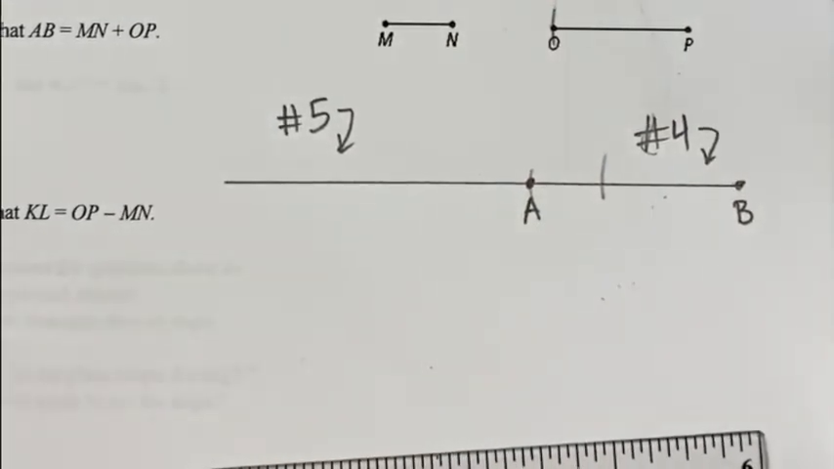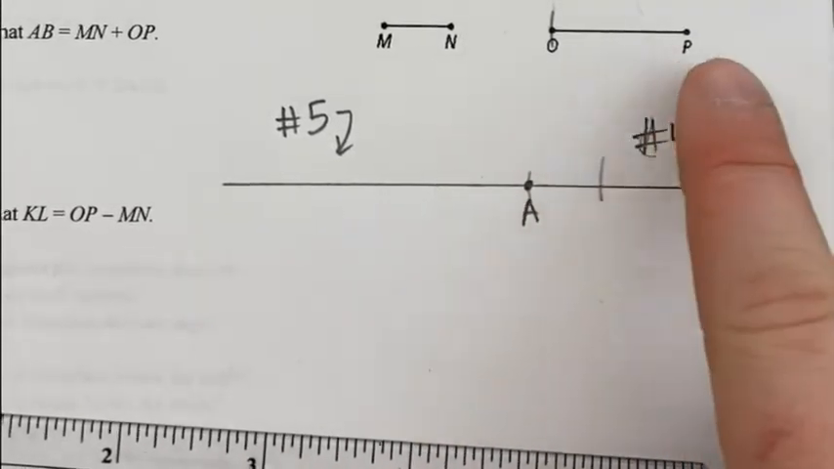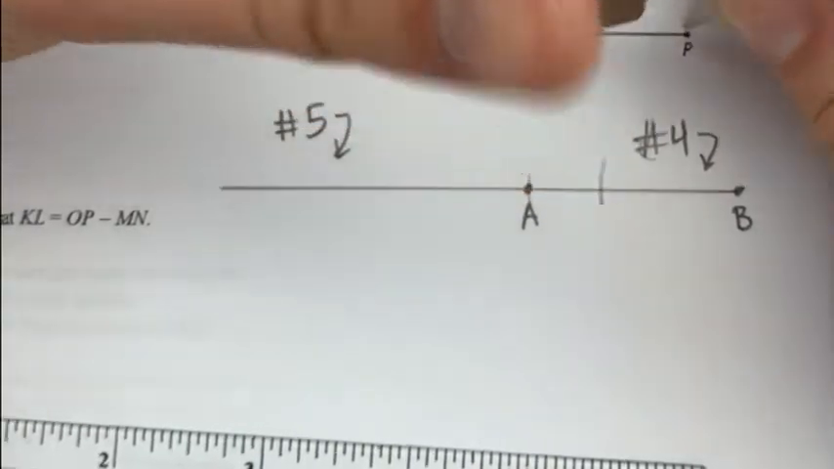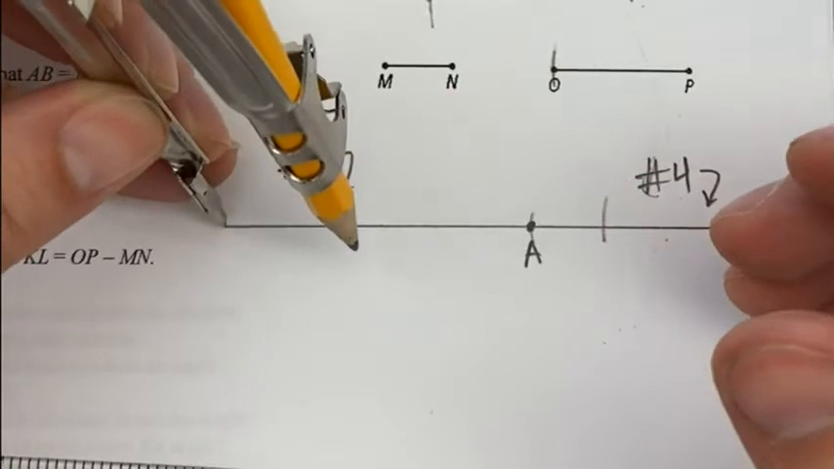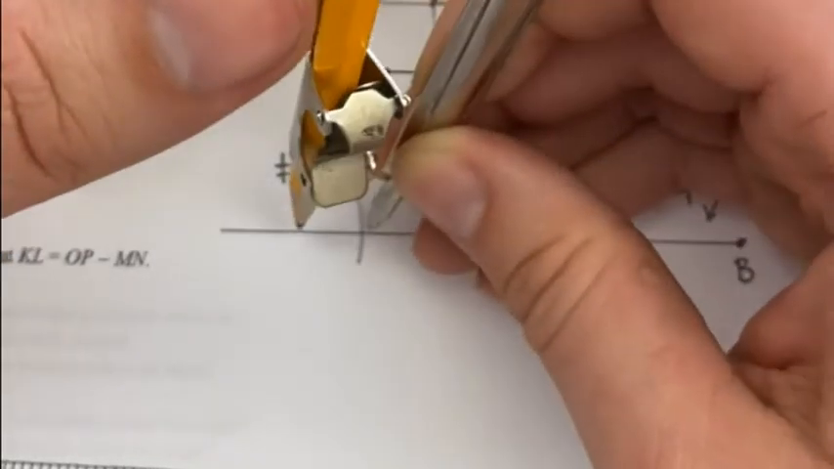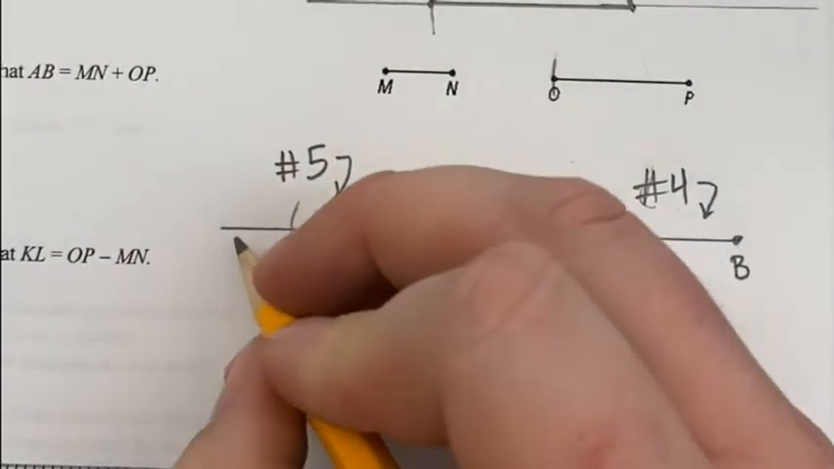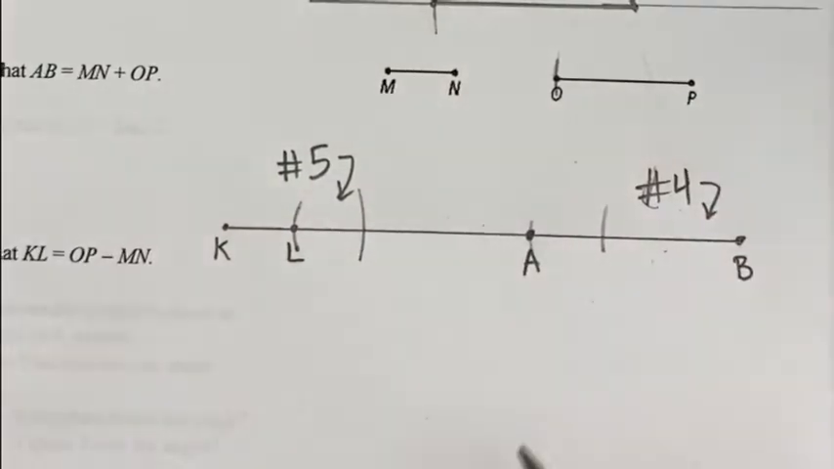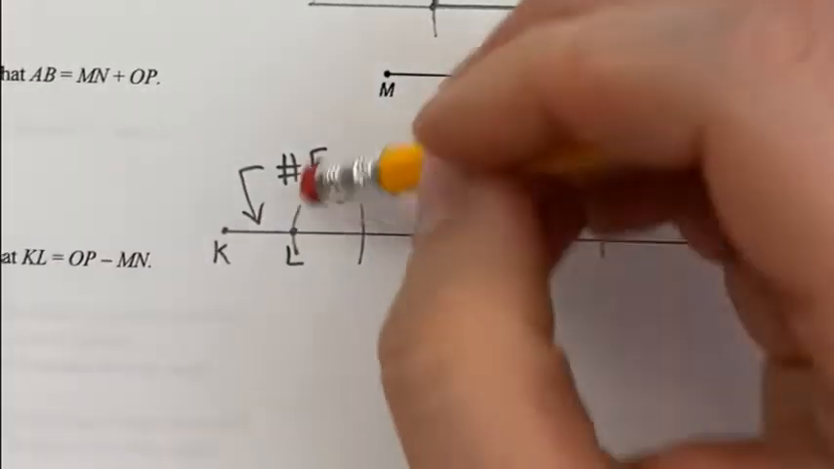So it says construct KL that it's OP minus MN. So I'm going to measure OP, take my compass and mark OP here. And then I'm going to measure NM. And instead of adding it, I'm going to go the opposite direction and subtract it. So that gives me KL. There. So that's number 5. I guess it should be right here, not here.